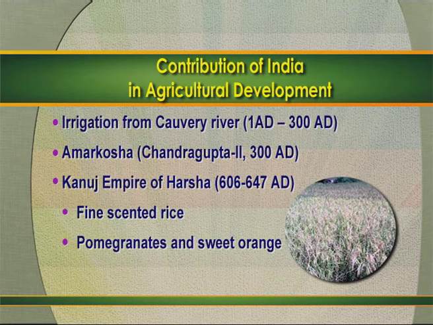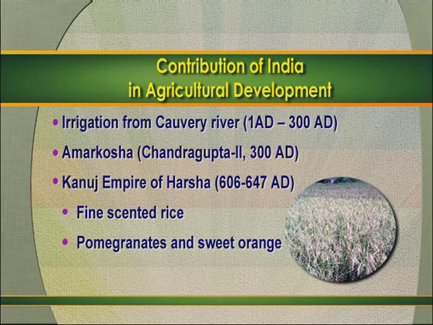A book, Amarakosha, was written during the period of Chandragupta II, and this book mentions the classification of soils, land use, irrigation, implements and manures. During the period of the Kannauj Empire of Harsha, a fine scented rice variety was grown in Magadha. Pomegranates and sweet oranges were also grown during this period.